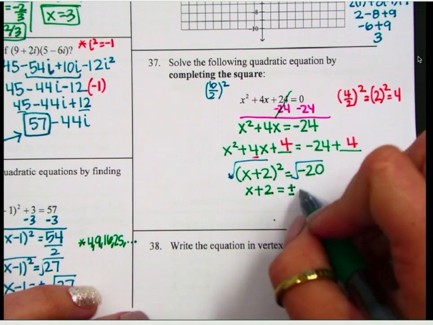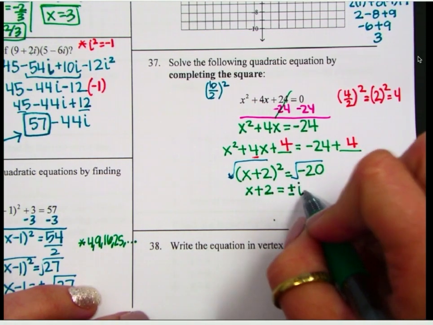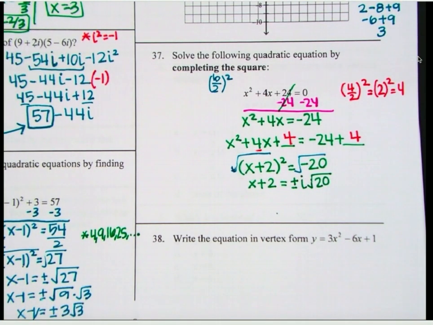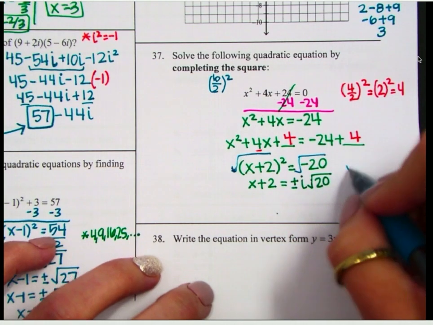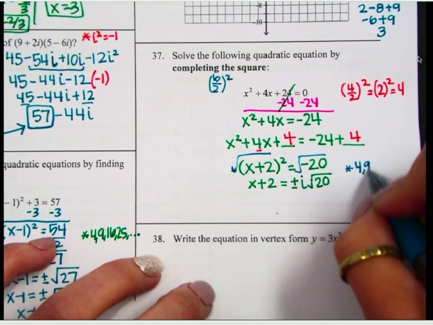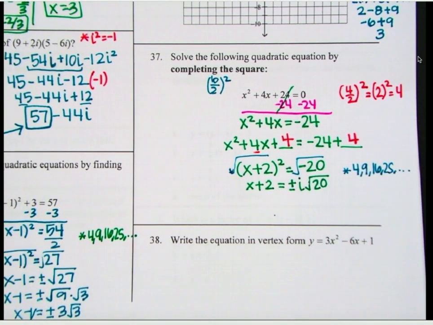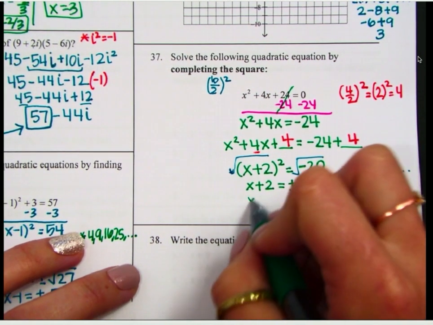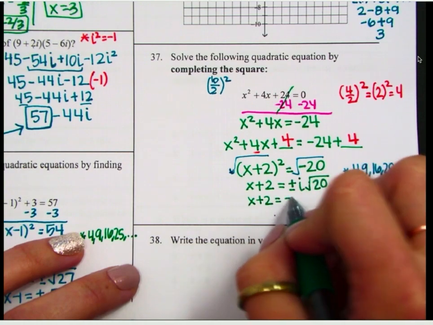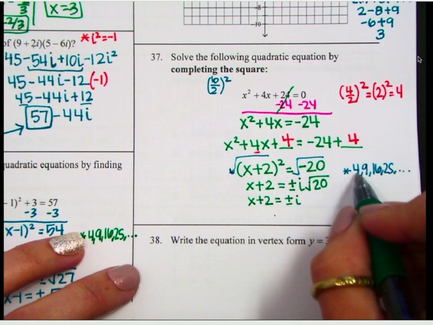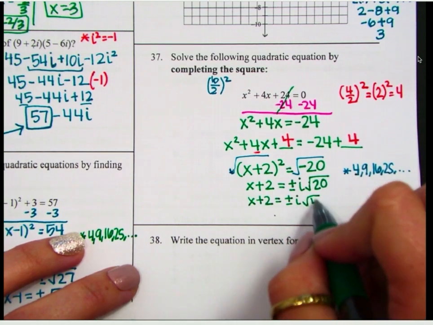Negative means imaginary, so I'm going to take out i, and then I'm going to leave square root 20 inside the square root. But we can simplify because, again, think of your list of perfect squares: 4, 9, 16, 25. These are the numbers we can try to divide out. So x plus 2 is equal to plus or minus i, and then we're going to rewrite square root 20 as 4 times 5.